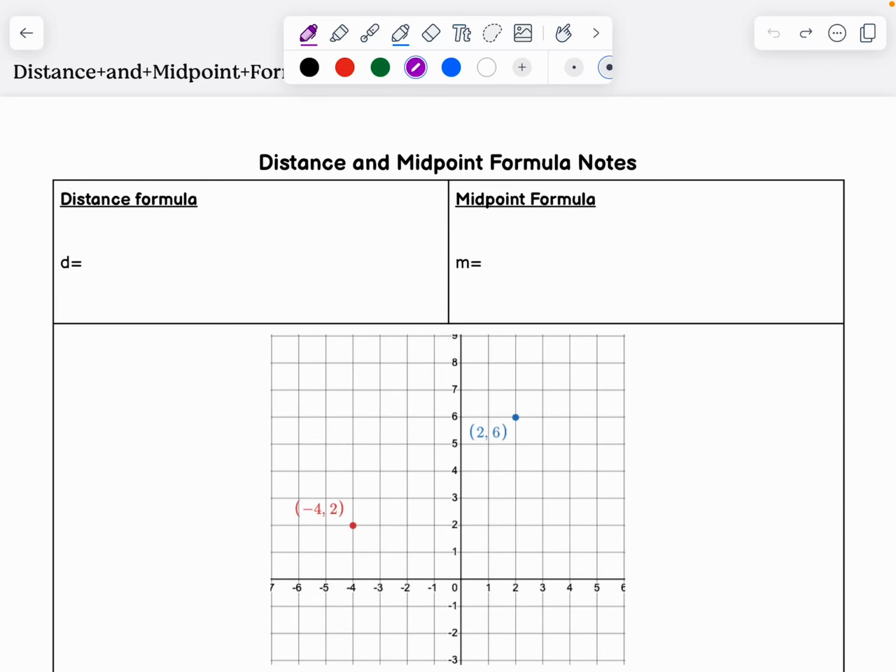All right, class, today we are learning how to use the midpoint and the distance formula. We're going to start with the midpoint formula because it's easier.